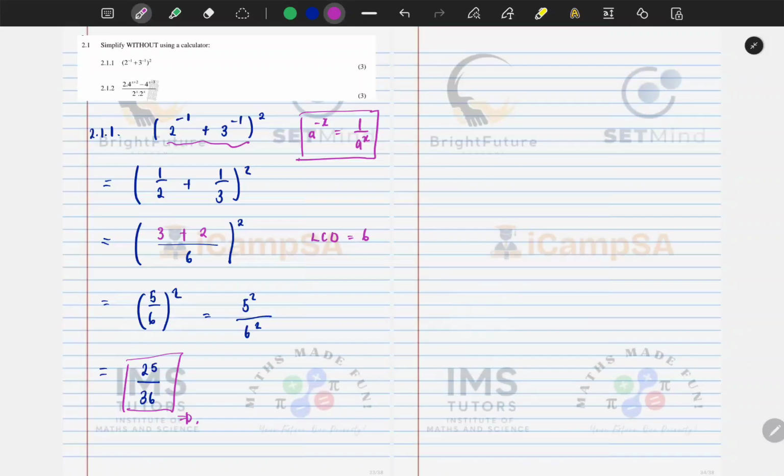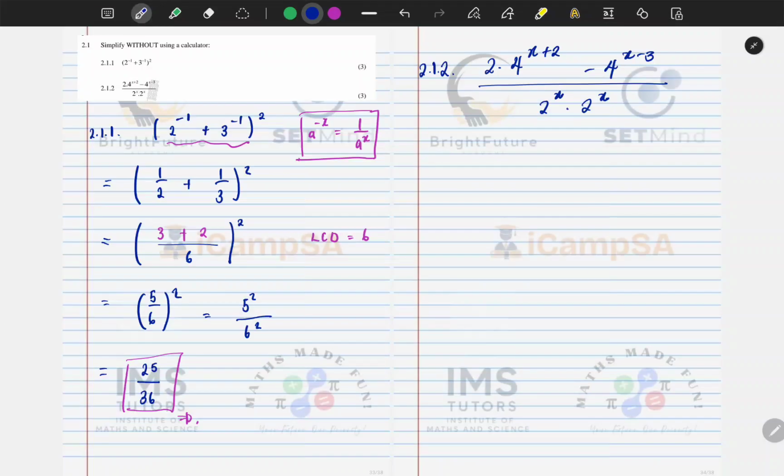So now let's look at question 2.1.2. We still have to simplify without using a calculator. So we have (2 times 4 to the power of x plus 2 minus 4 to the power of x minus 3), all over 2 to the power of x times 2 to the power of x.